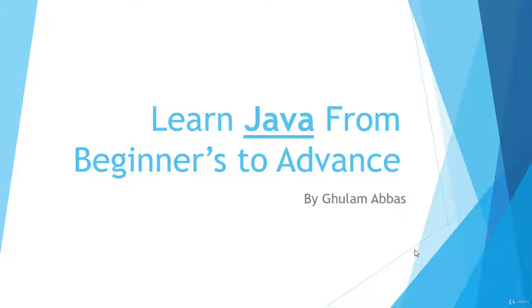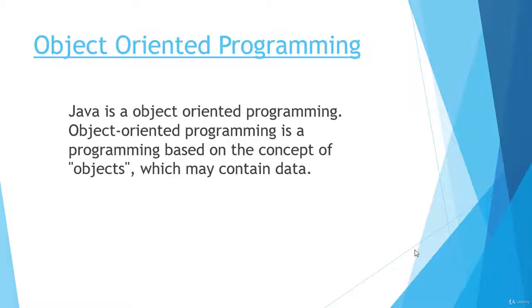Hello and welcome back. Today we are going to start our new section in which we learn about object-oriented programming. Now, Java is an object-oriented programming language. Object-oriented programming is programming based on the concept of objects, which may contain data. So let's understand this theory with the help of an example.